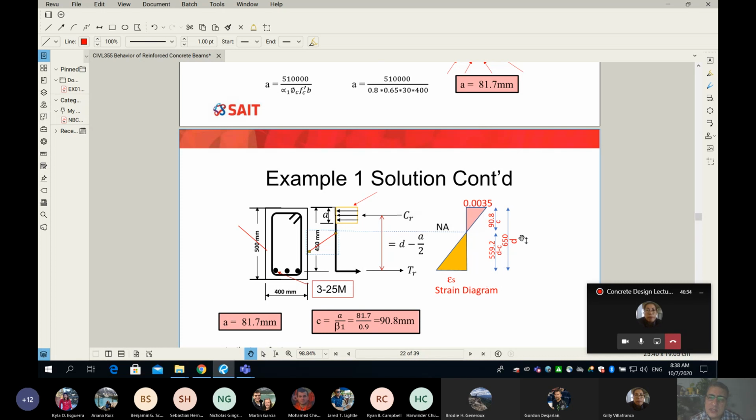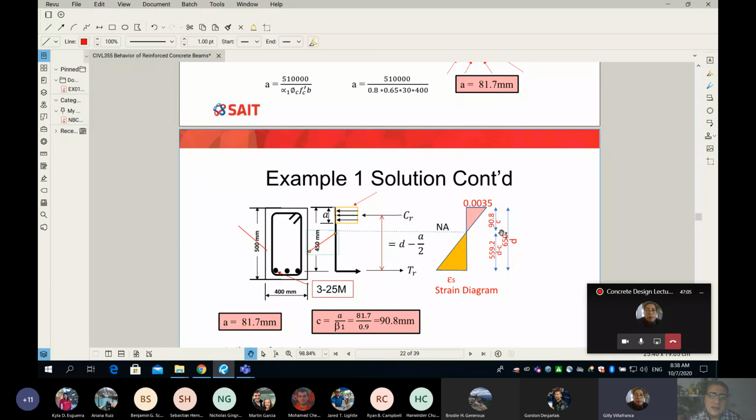So now, something very, very important. Please pay attention. If you have been sleeping from the start of the class, please wake up now. Wake up, guys. Now, you can see here I got A equal to 81.7. However, on my diagram here the dimension is 90.8. Is anybody seeing why this is 90.8 and this one is 81.7? Does anyone see why they are different?